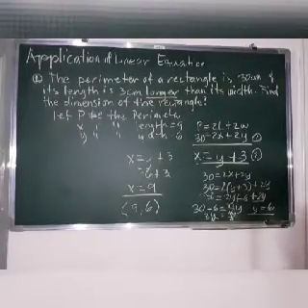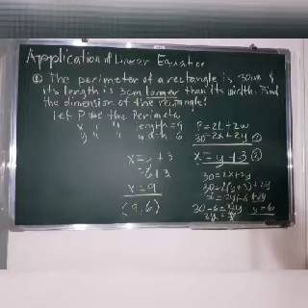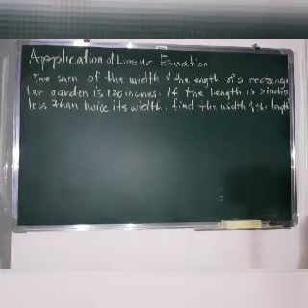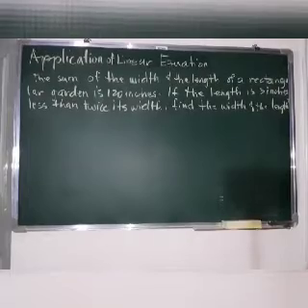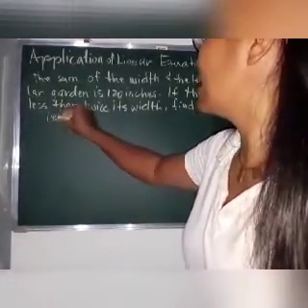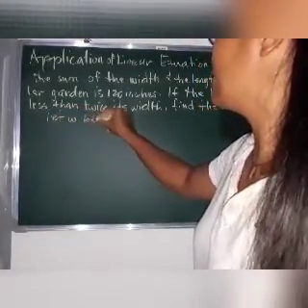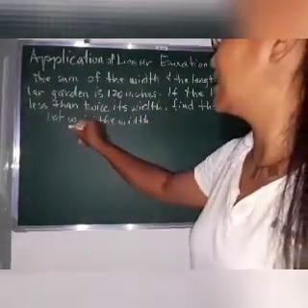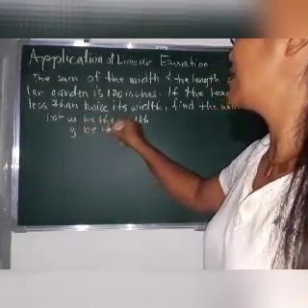So, I'm going to give you the next example, example number 3. The sum of the width and the length of a rectangular garden is 120 inches. If the length is 3 inches less than twice its width, find the width and the length. Okay, so let W be the width and Y be the length.